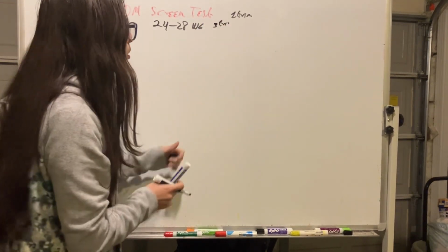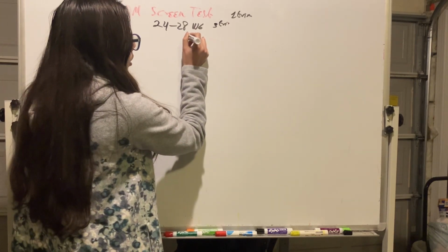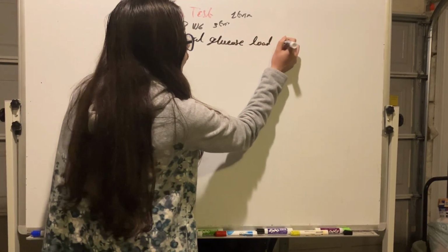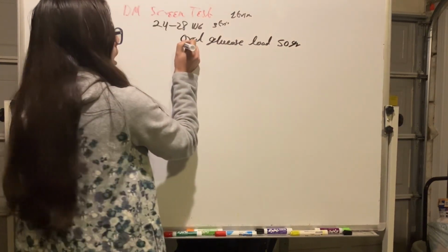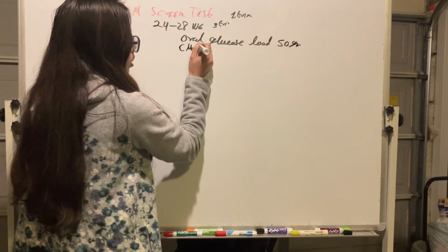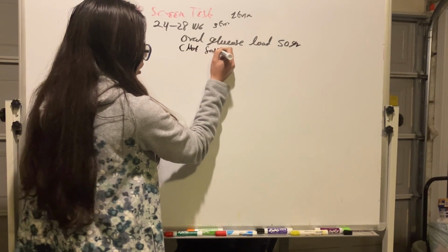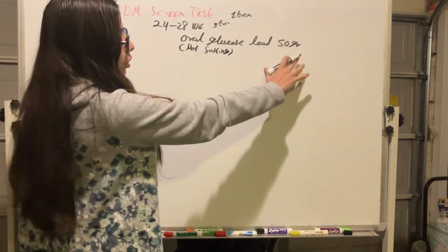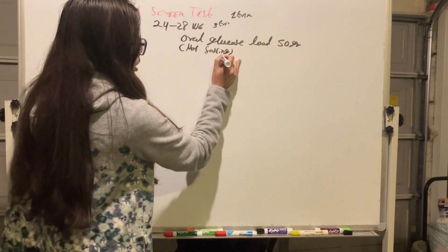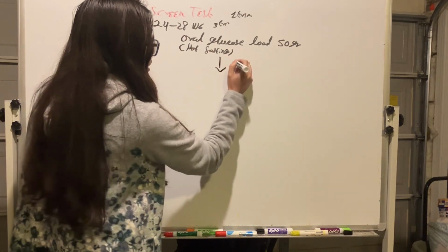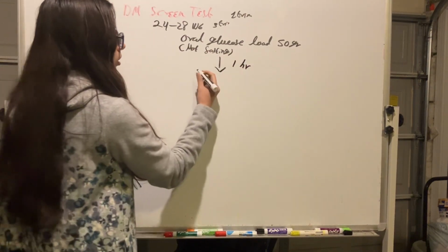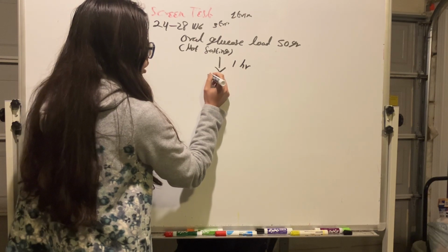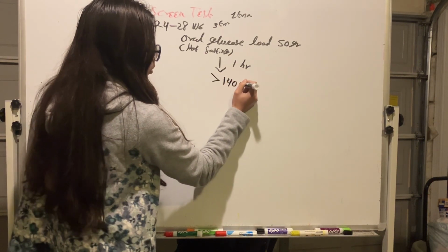28 weeks gestation. We start with an oral glucose load of 50 grams, and the patient does not need to be fasting. So, oral glucose load of 50 grams. Then we wait for an hour. An hour later, we measure the glucose, and then we ask if the glucose is greater than 140 milligrams per deciliter.